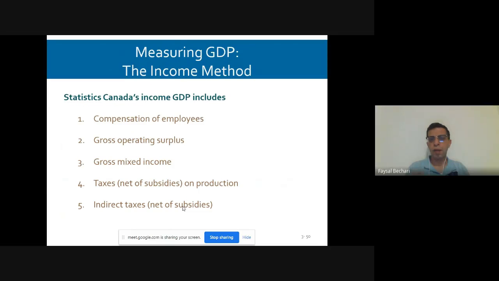Now, measuring GDP, the income method. The Statistics Canada income GDP includes the compensation of employees, the gross operating surplus, if there is a surplus, the gross mixed income, we'll explain each one alone, and taxes net of subsidies on production, and the indirect taxes. So this is measuring GDP based on the income method.